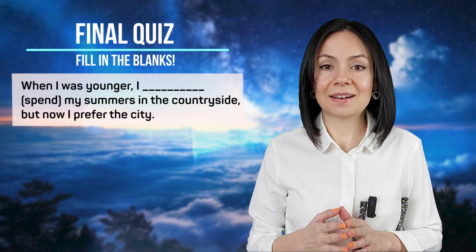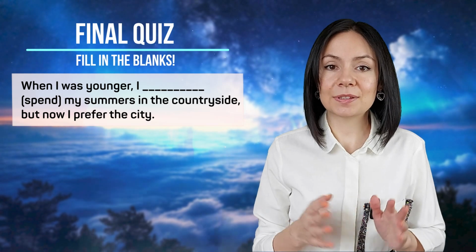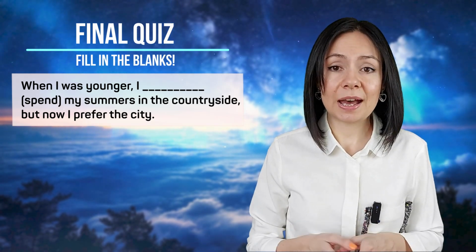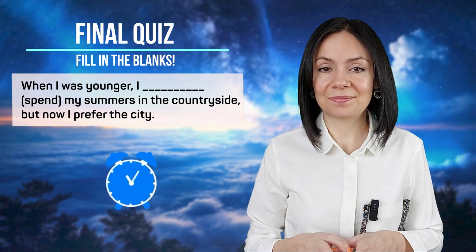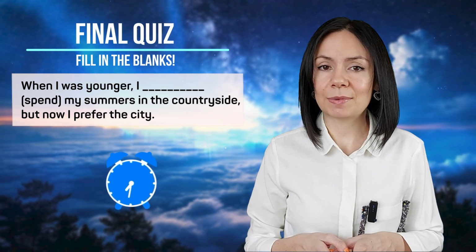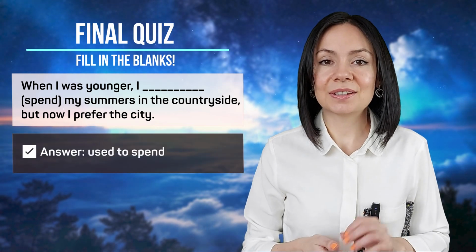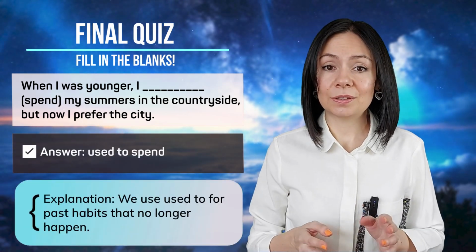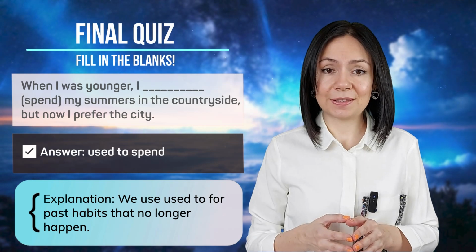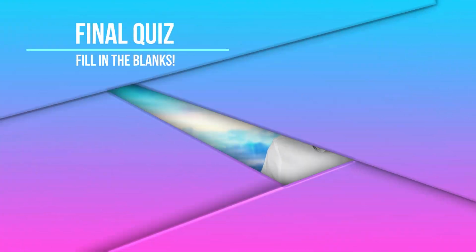Sentence number 1. When I was younger, my summers in the countryside, but now I prefer the city. Take a moment to think about it. The answer is used to spend. We use used to for past habits that no longer happen.